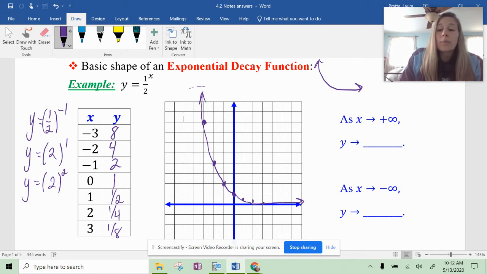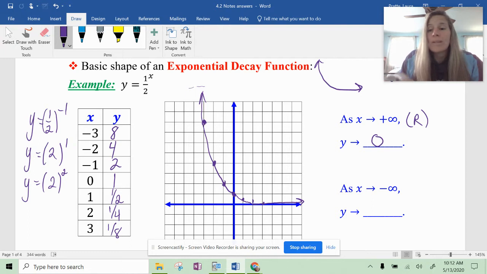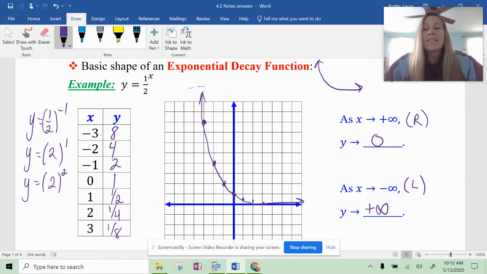So as x approaches positive infinity, which is the right side of my graph, the y is approaching 0. So that's where it's getting very close to, but it's not going to touch. As x approaches negative infinity, which is the left side of the graph, the y approaches positive infinity. So this is the exact opposite of the exponential graph functions we did yesterday. For those, as we went to the right side of the graph, that's where the y approached positive infinity, and on the left side is where it approached the 0.